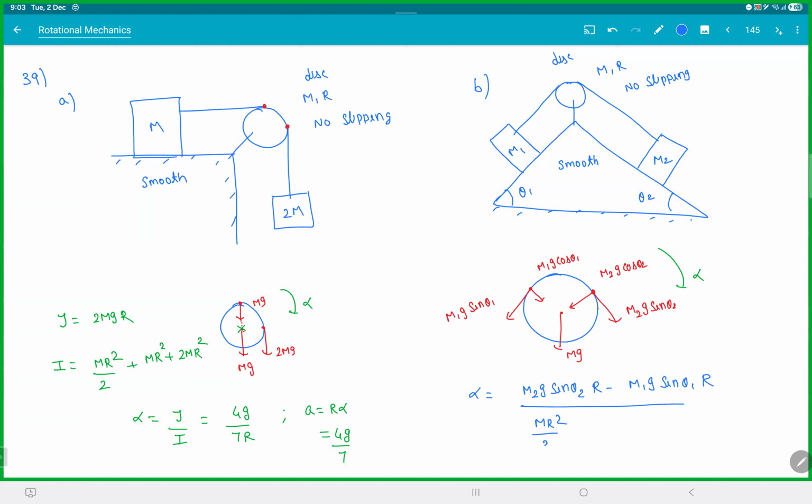The moment of inertia of the pulley is Mr square by 2 plus m1 r square plus m2 r square. Moment of inertia doesn't care about your orientation. It is simply the perpendicular distance from the axis. Check your answer. Yeah, if you have taken alpha in the other way, it is fine. That m1g sine theta, m2g sine theta, whichever is bigger, the sines will take care. Are you clear with this?